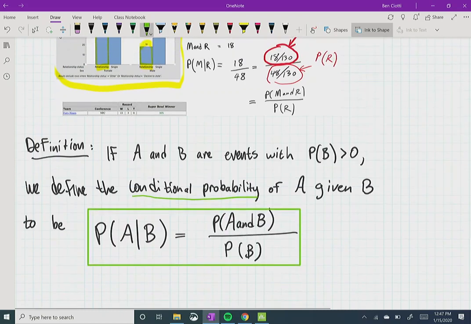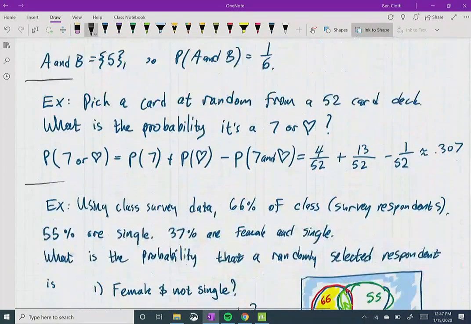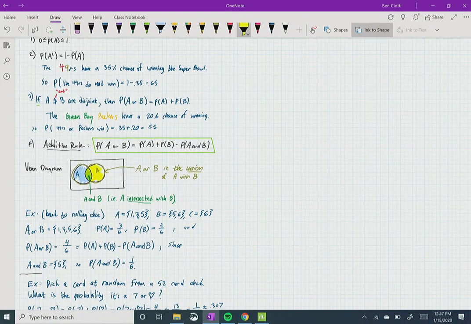In other words, if you look at the Venn diagram here, it's like if you know that you're in the blue, what are the chances you're in the green? That's the conditional probability.